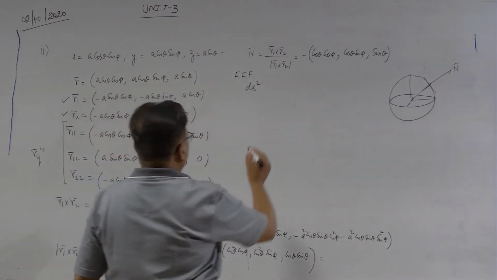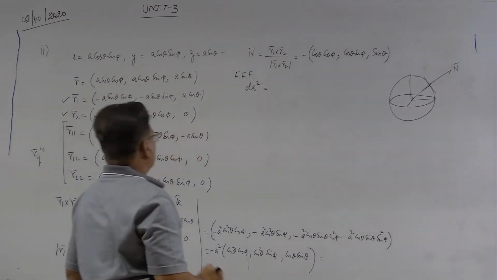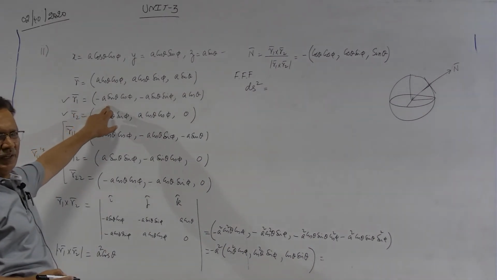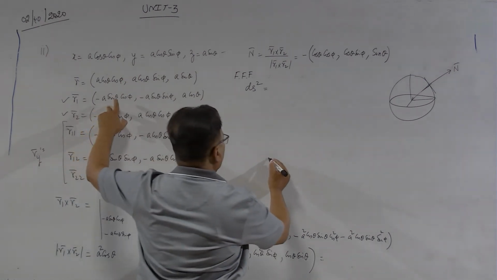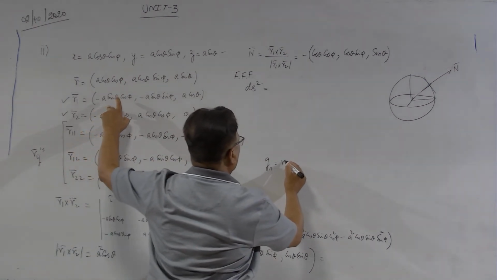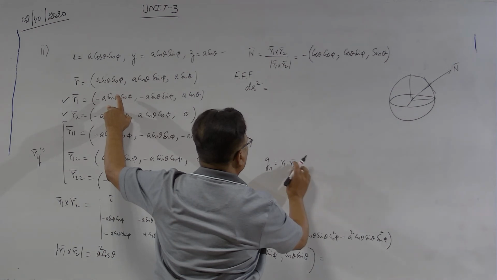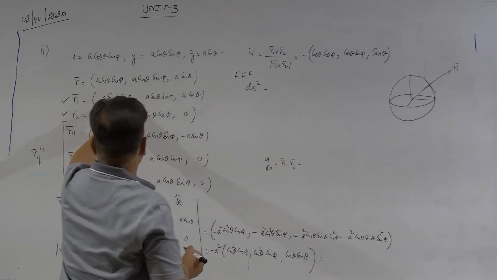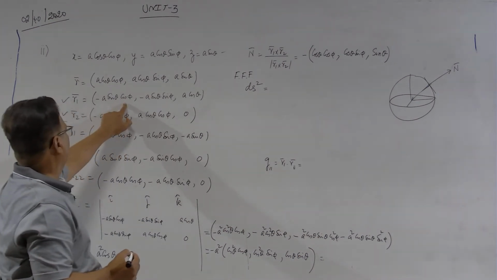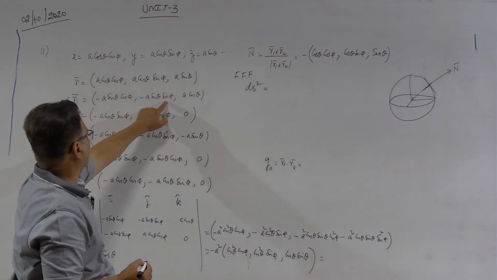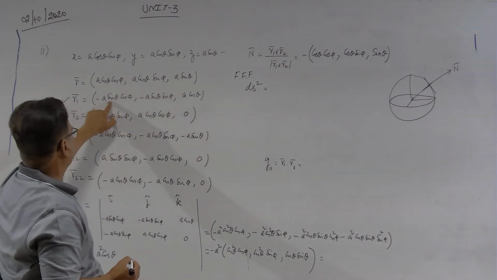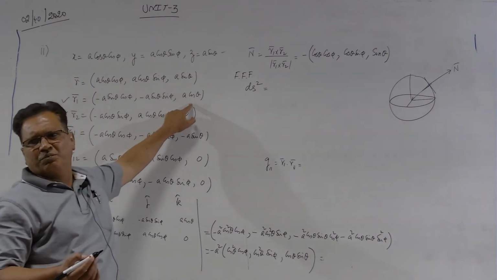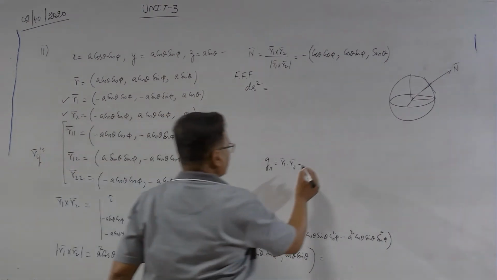It must be G11. You can see from here what G11 is; we can compute it directly. This is R1 dot R1. So, this is A square sin square theta cos square phi, A square sin square theta sin square phi, A square sin square theta I will take common, plus A square cos square theta. So, it is simply A square.